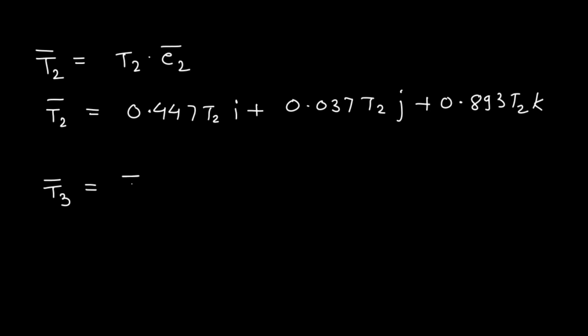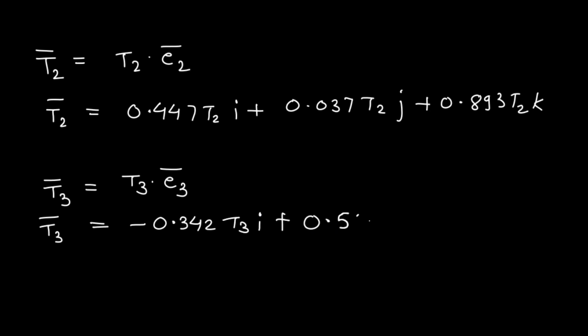In the same way I will write the relation for the force vector T3. So T3 vector is equal to T3 into unit vector E3. So for this we have the relation as minus 0.342 T3i plus 0.521 T3j plus 0.781 T3k.